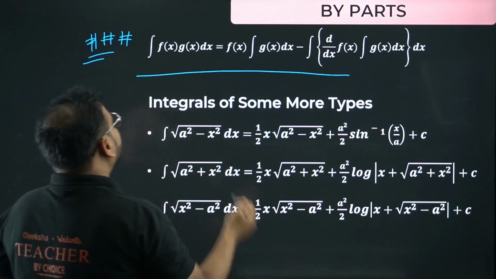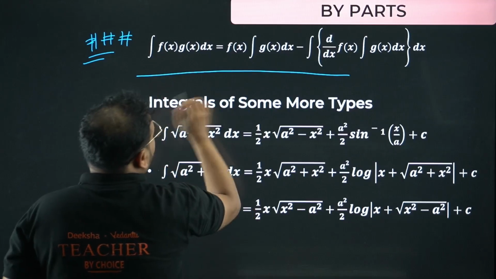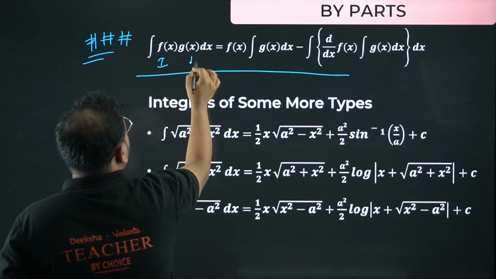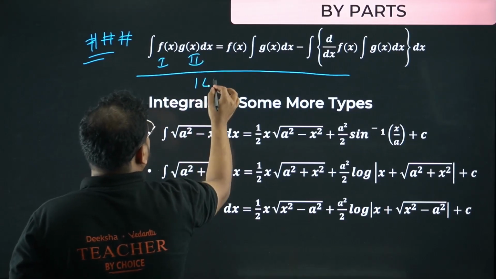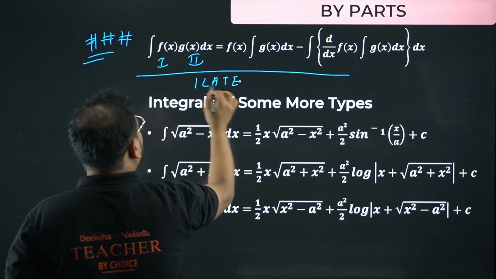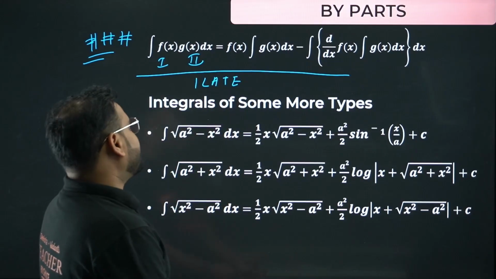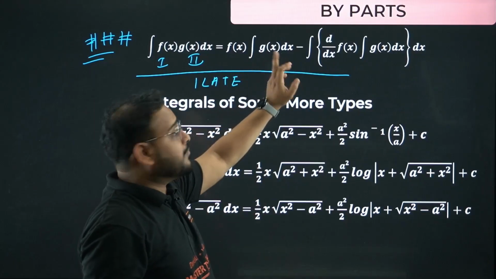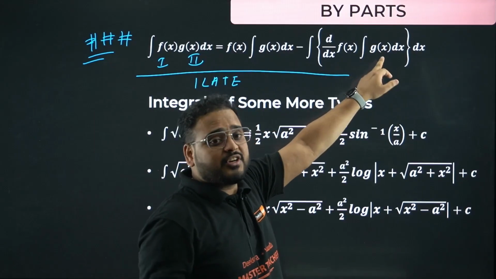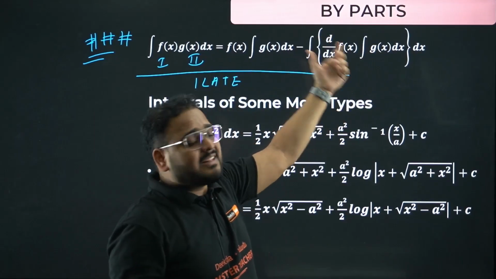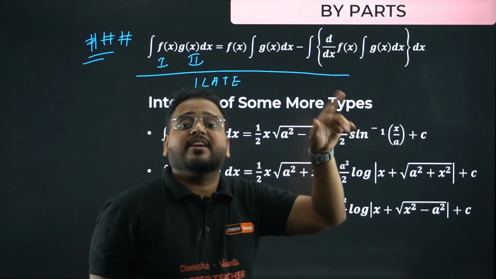What you do in that, you have to check the preference. So let's say over here, this is my function number 1, function number 2. How do you choose the preference? Using this condition: inverse, log, algebra, trigonometric, and then comes exponential. So first function as it is, second function integration, minus first function derivative, second function integration, product of that, then that result of the product should be integrated one more time.